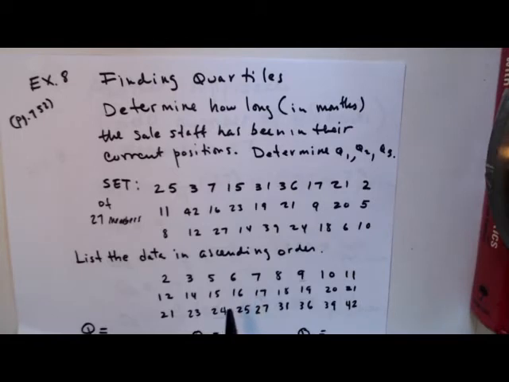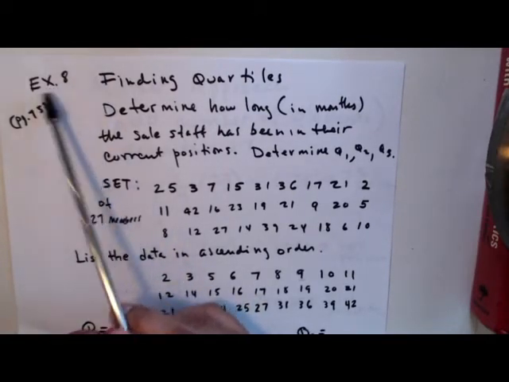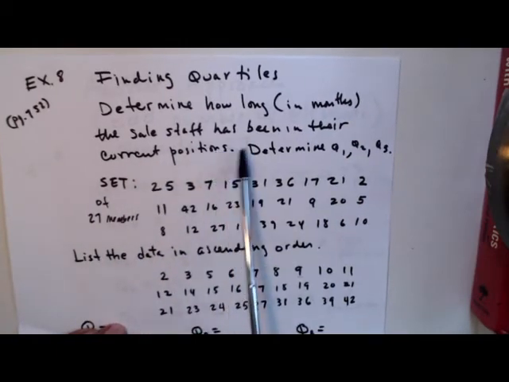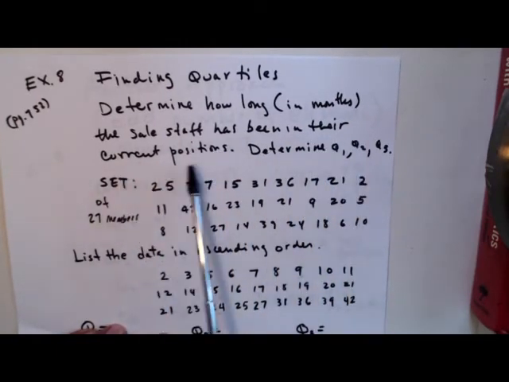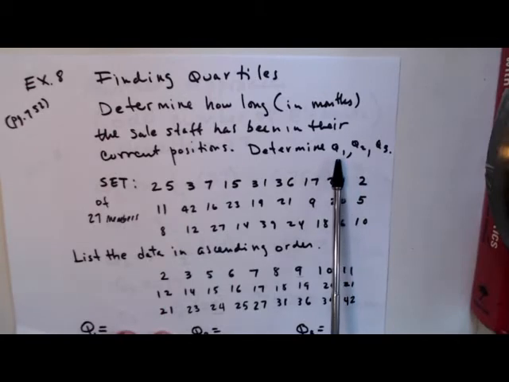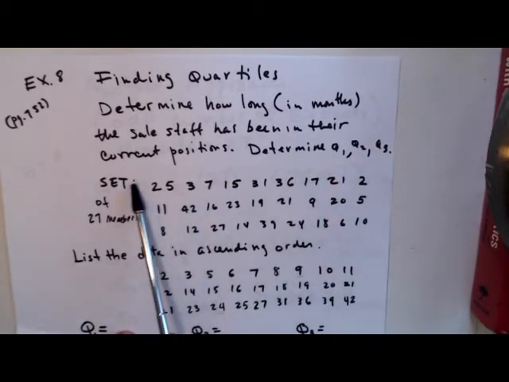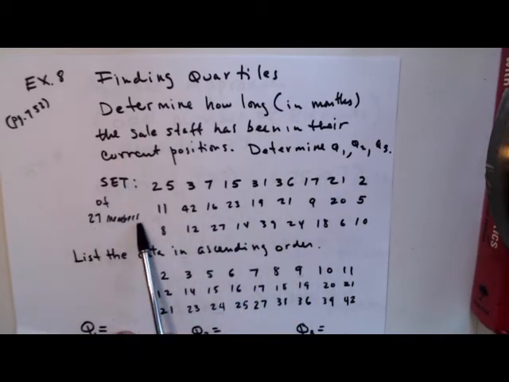Now, finding quartiles. Example number 8, page 752. It says determine how long in months the sales staff has been in their current position. Determine quartile 1, quartile 2, and quartile 3. And this is the set that we have. The set is composed of 27 members, right? These are all the numbers that are here.